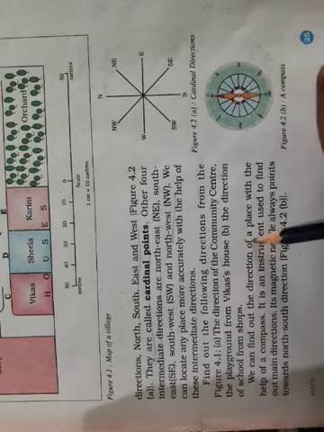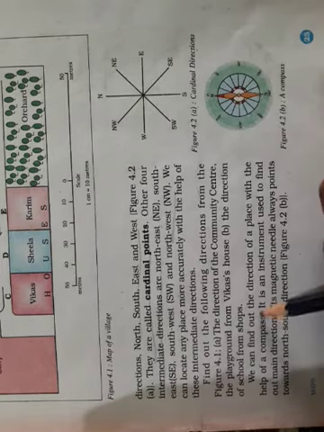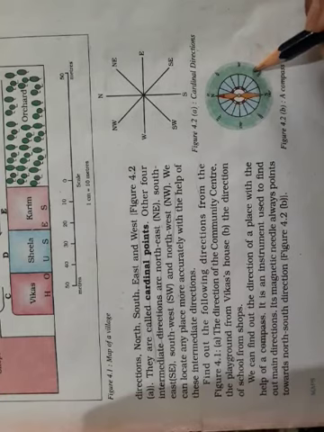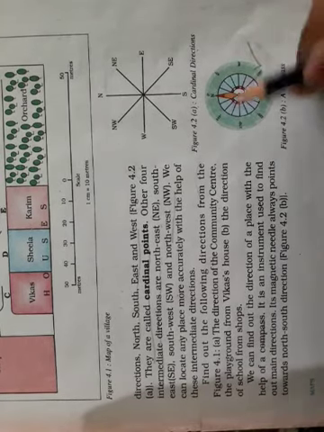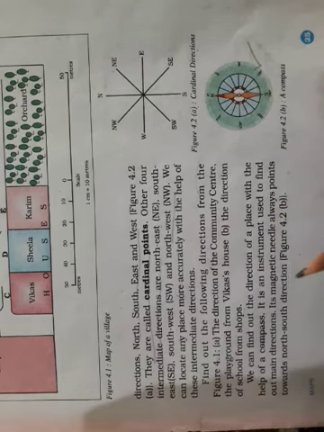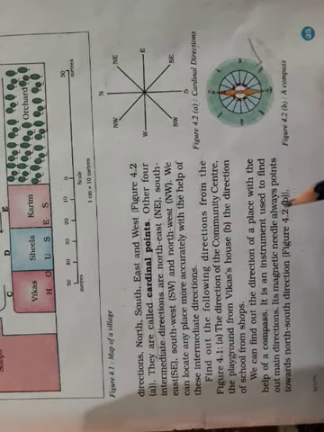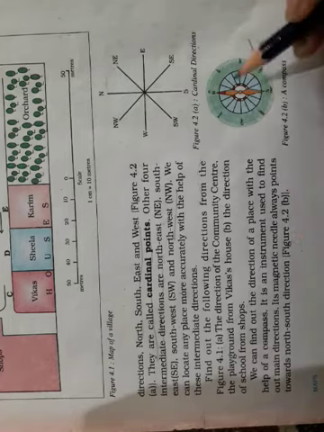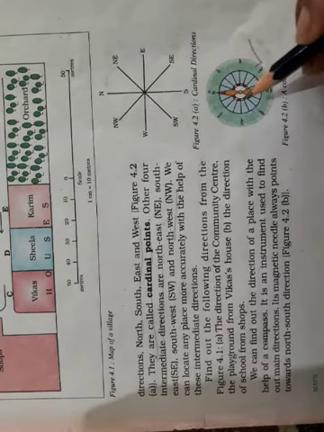We can find out the direction of a place with the help of a compass, which is easily available in the market. It is also the size of a small watch. It is an instrument used to find out the main directions. Its magnetic needle always points towards the north-south direction.